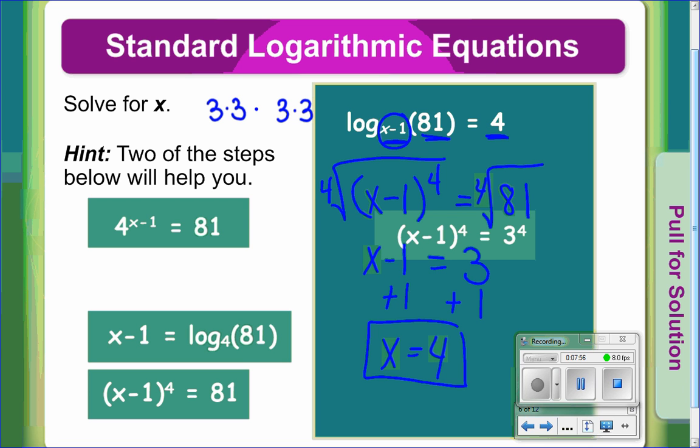Another way to think about it, instead of taking the fourth root of both sides, is how can we write 81? What to the power of 4 is going to give us 81? So 3 to the power of 4, that's another way we could have done it.